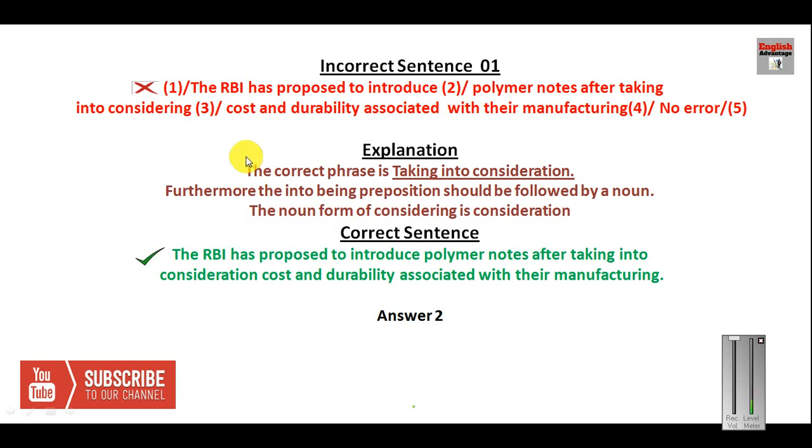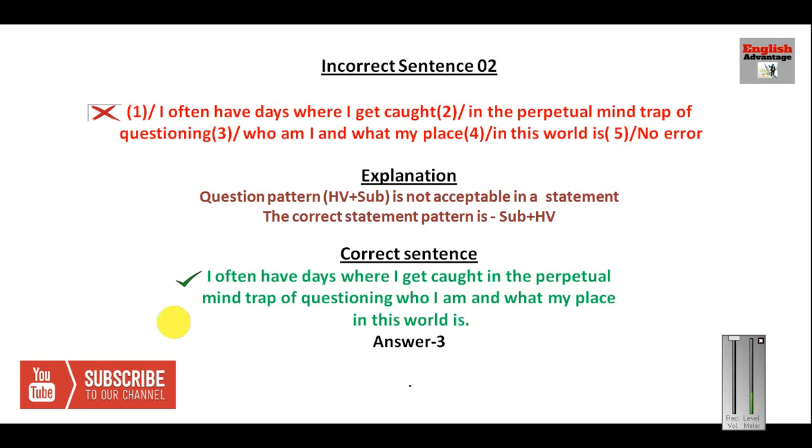You can go through this explanation here also. This also explains the error very well. So this will be the right sentence I have given here. The RBI has proposed to introduce polymer notes after taking into consideration cost and durability associated with their manufacturing. So this way the correct answer would be answer 2. These sentences I have taken, very long sentences, are typical of SBI PO. So let us see the next sentence.